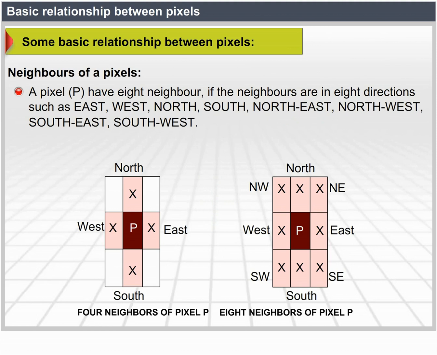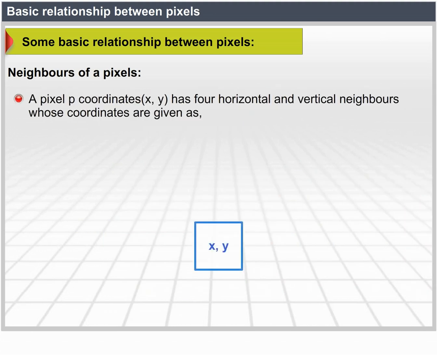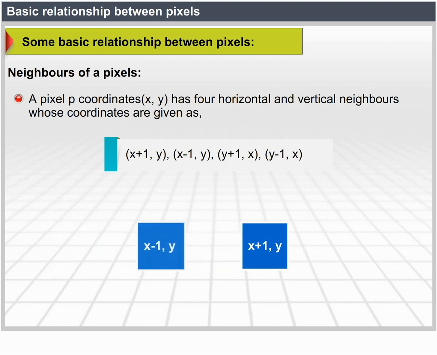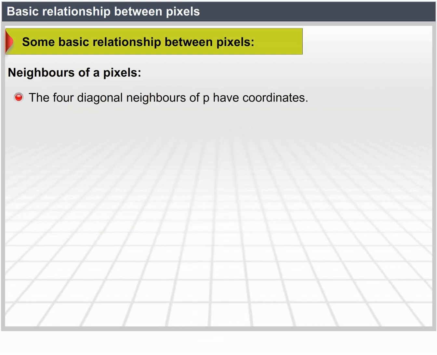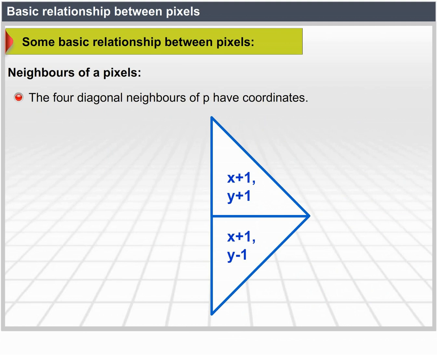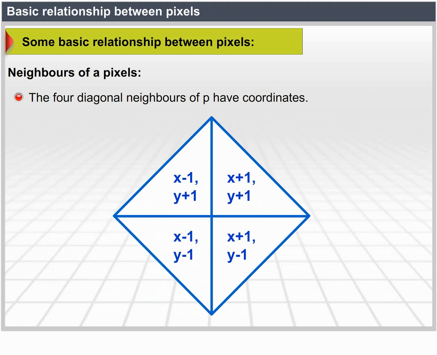A pixel P has 8 neighbors if the neighbors are in 8 directions, such as east, west, north, south, northeast, northwest, southeast, southwest. A pixel P with coordinates x, y has 4 horizontal and vertical neighbors whose coordinates are given by (x+1, y), (x-1, y), (x, y+1), (x, y-1). The 4 diagonal neighbors of P have coordinates (x+1, y+1), (x+1, y-1), (x-1, y+1), (x-1, y-1).